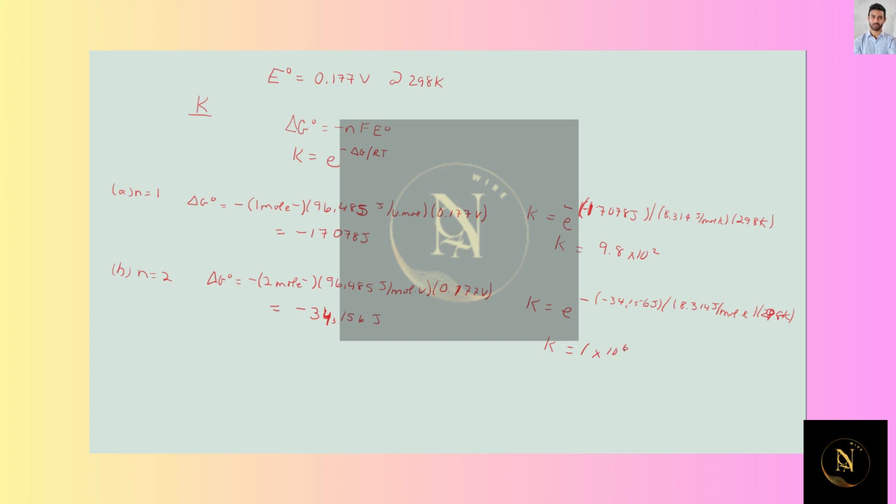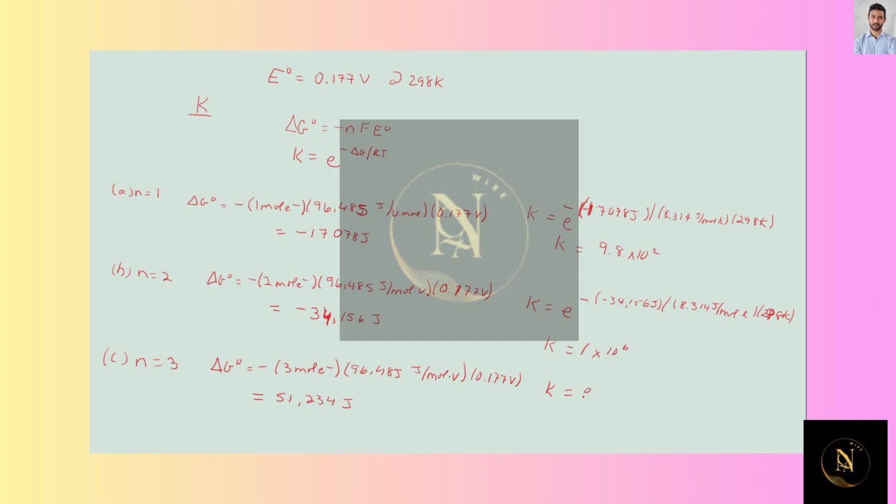Finally, in part C, we're doing it all over again one more time, but in this case n equals 3. So I have delta G naught is equal to negative 3 moles of electrons times my 96,485 joules per mole times volts times the 0.177 volts. And in this case, it is equal to negative 51,234 joules. So I come over here and plug that in for my K.